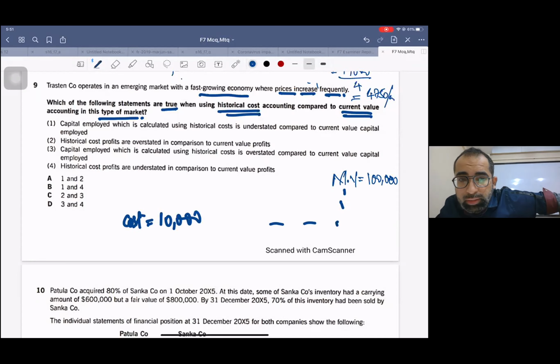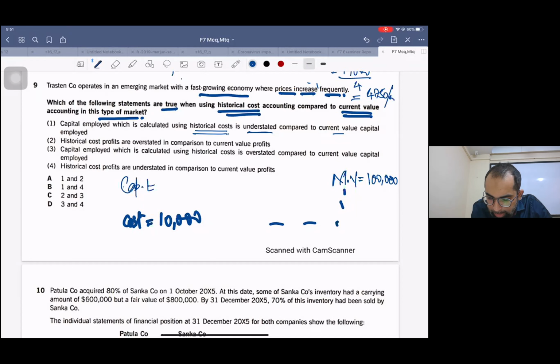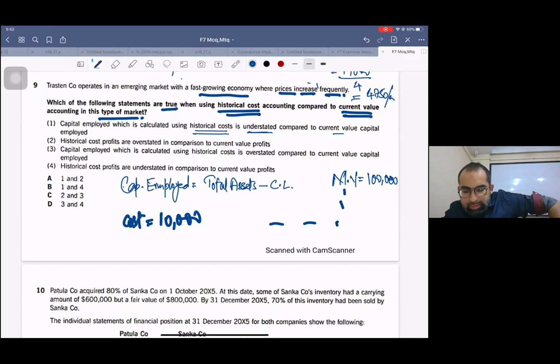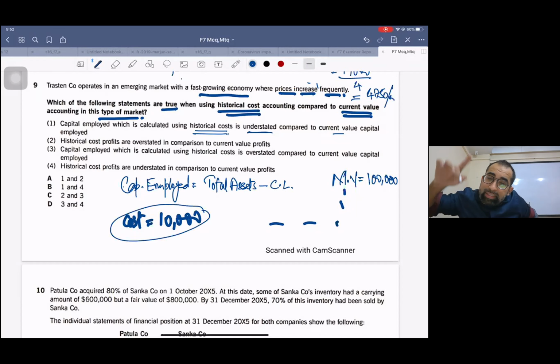So if you are using the cost model, capital employed calculated using historical cost is understated compared to current. Yes, correct. What is the formula of capital employed? Total assets less current liabilities. Now we are not using the revaluation model, we are using the cost model. So in times of rising prices, the cost model will give you a lower asset value. When your asset value is low, your capital employed is also low, right?